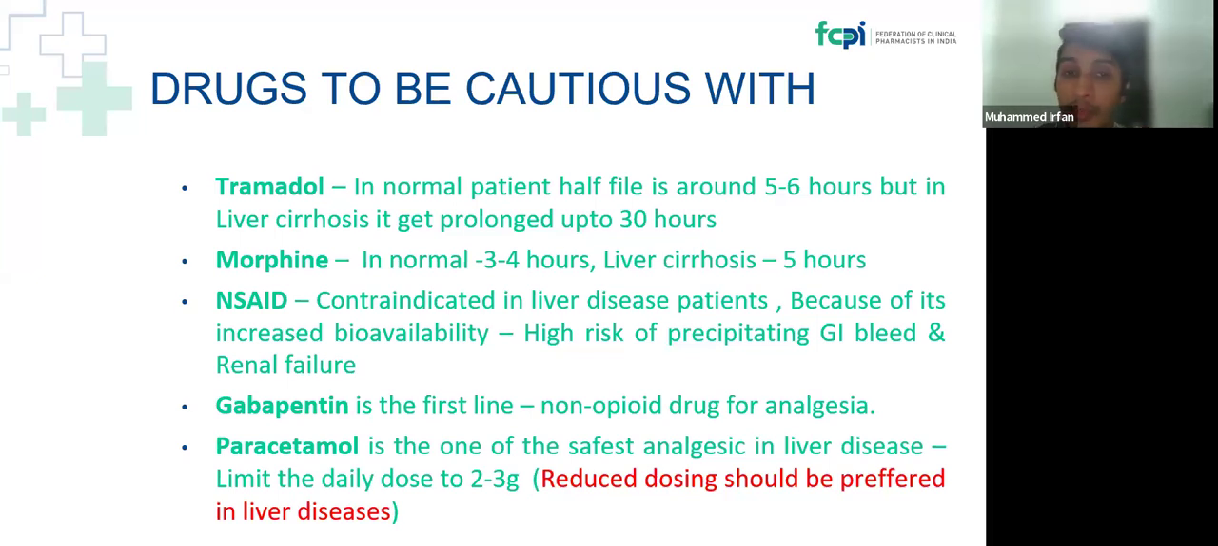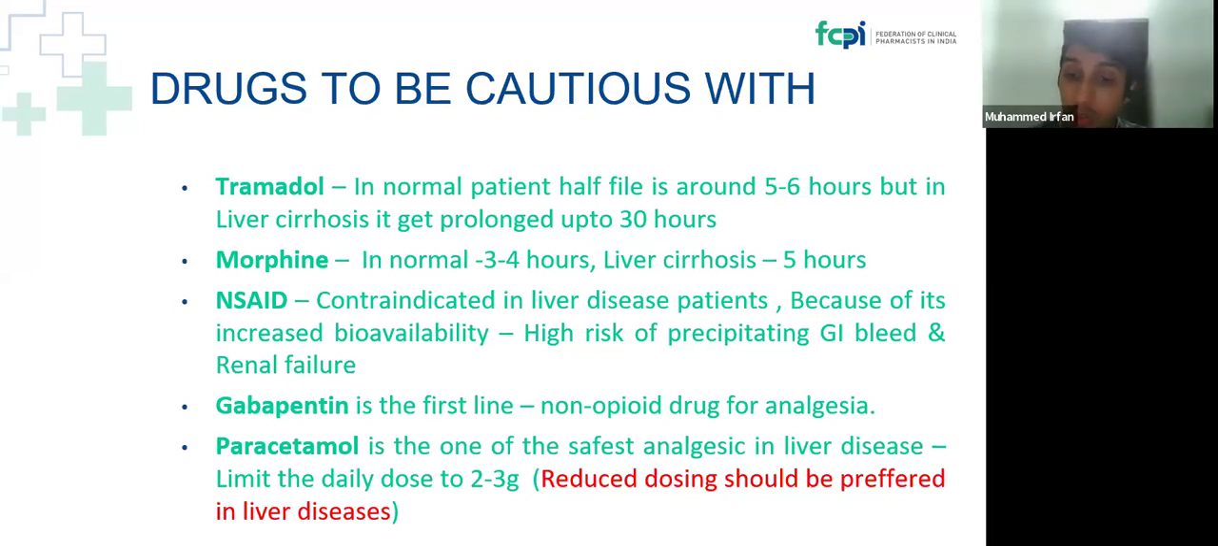If we are giving tramadol to CLD patients, in normal patients the half-life is around 5 to 6 hours, but in liver cirrhosis patients it gets prolonged up to 30 hours. So we should be very conscious when giving tramadol. If the patient has a seizure, or a prior history of seizure, or is taking seizure medications that we continue in the ICU setup, tramadol is a medication which will reduce the seizure threshold. So you should be very much aware of that, because one dose of tramadol will be sustained in the blood of CLD patients for up to 30 hours.